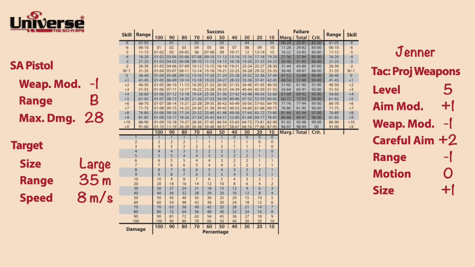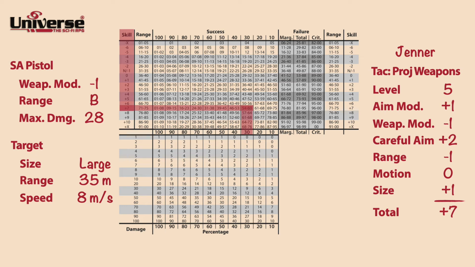Jenner is level 5, and the modifiers total to +2. Therefore, he follows the skill column of the performance table to the +7 row and rolls. He rolls a 56. On the +7 row, this is a 30% success. Now we look at damage.